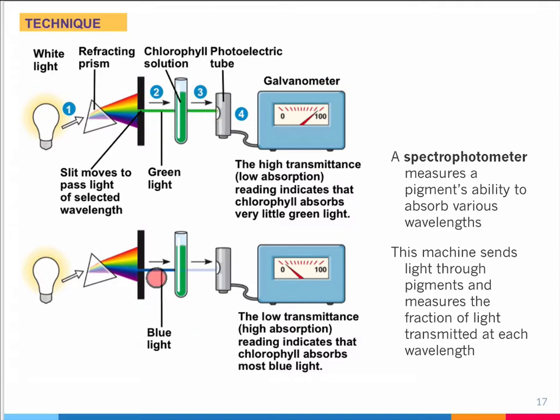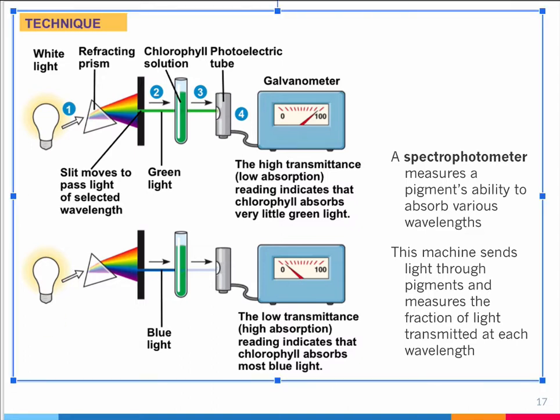Now down below in the second trial, we're filtering out the blue light. Now blue light will not be reflected by chlorophyll, it'll in fact be absorbed, and so you get very low transmittance. That means that a plant really could use blue light to do photosynthesis because it will absorb that blue light instead of transmitting or reflecting that light.